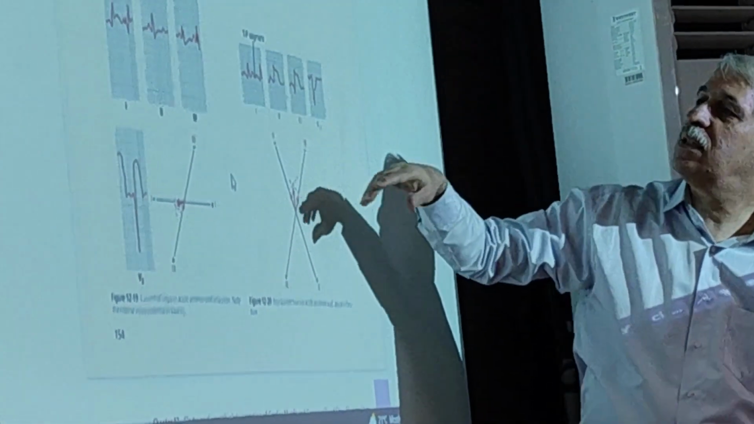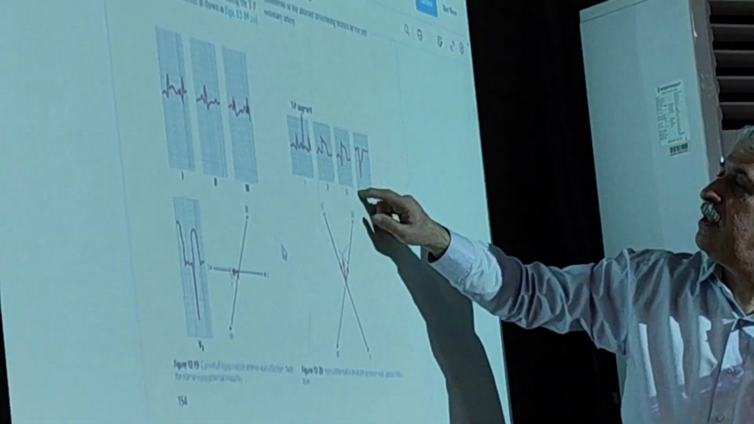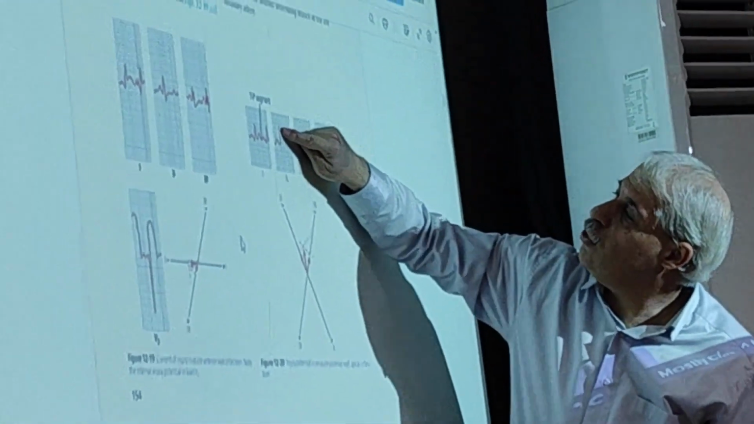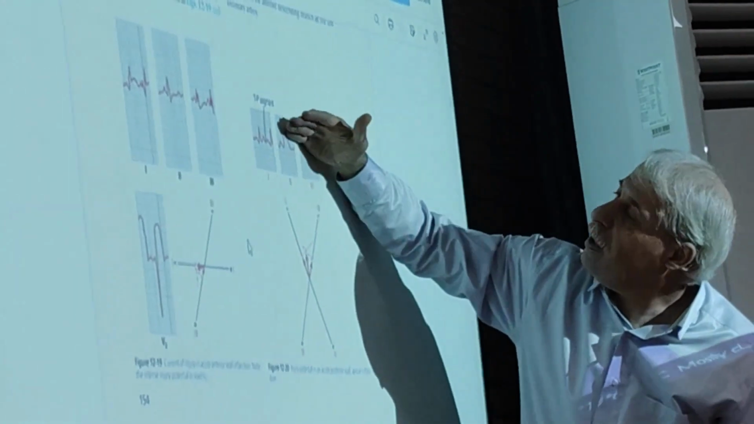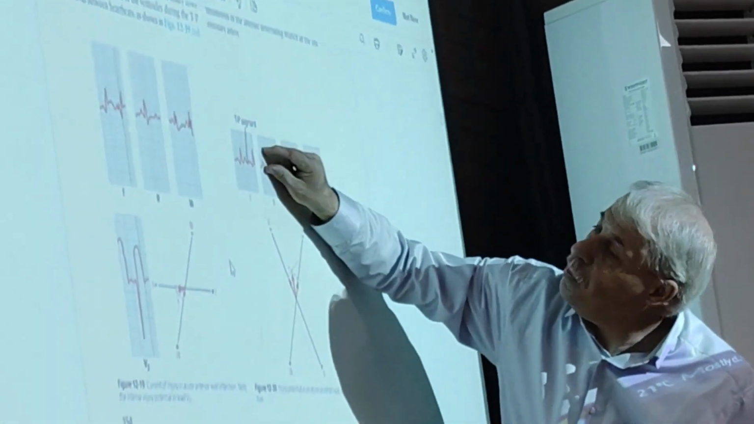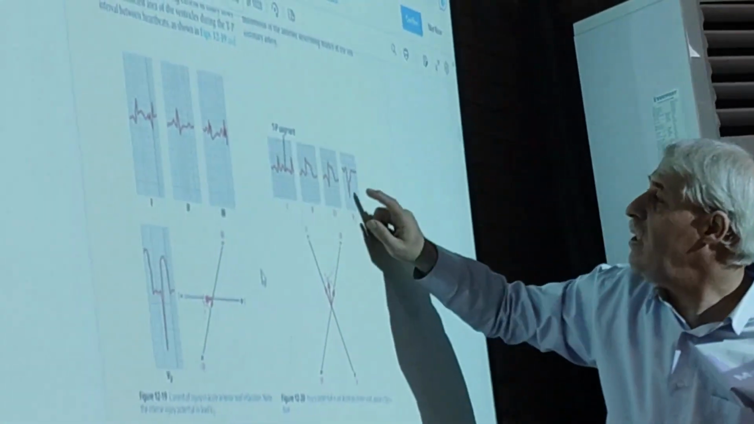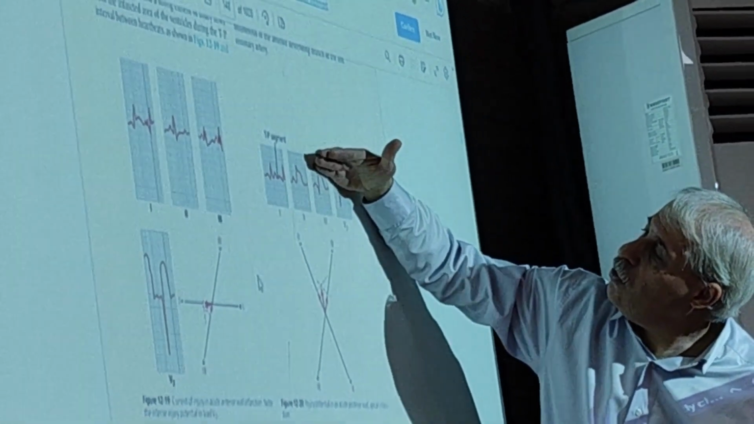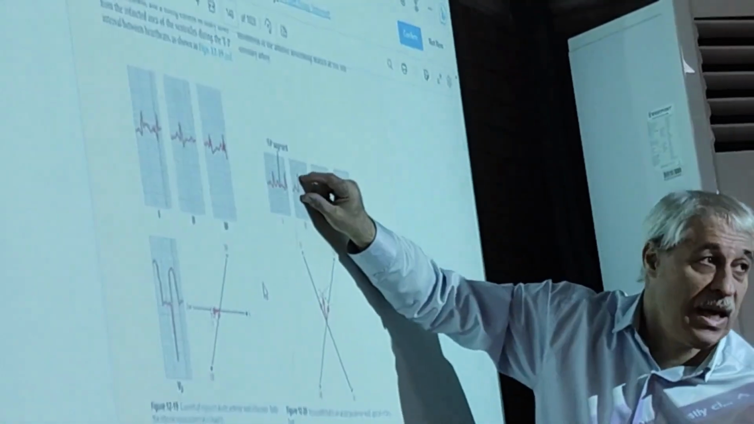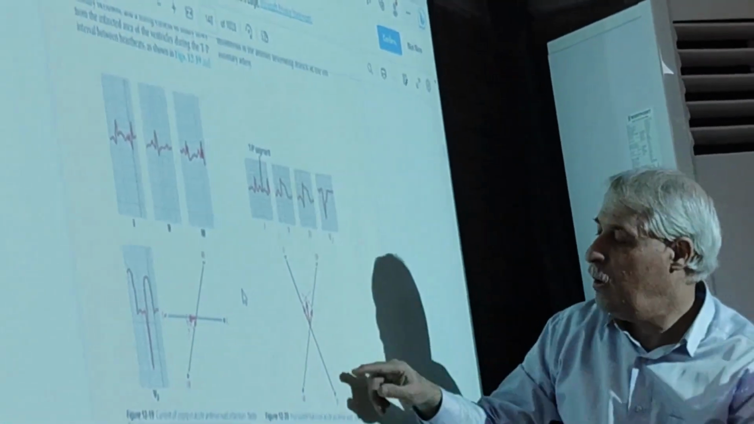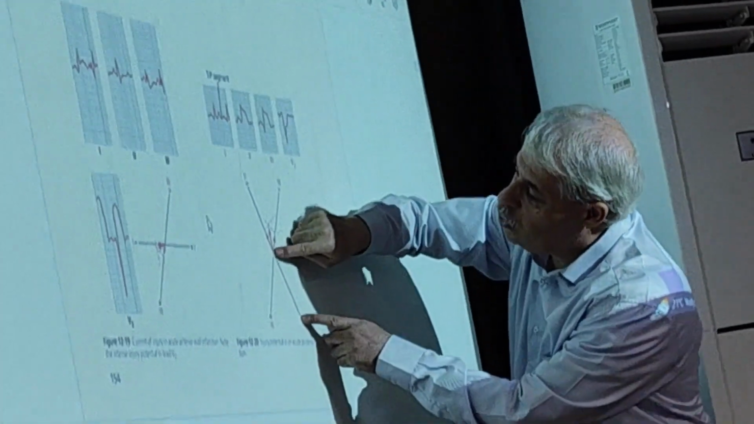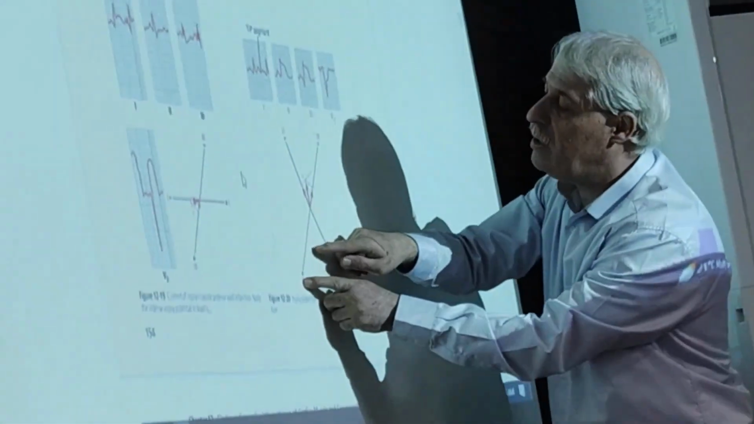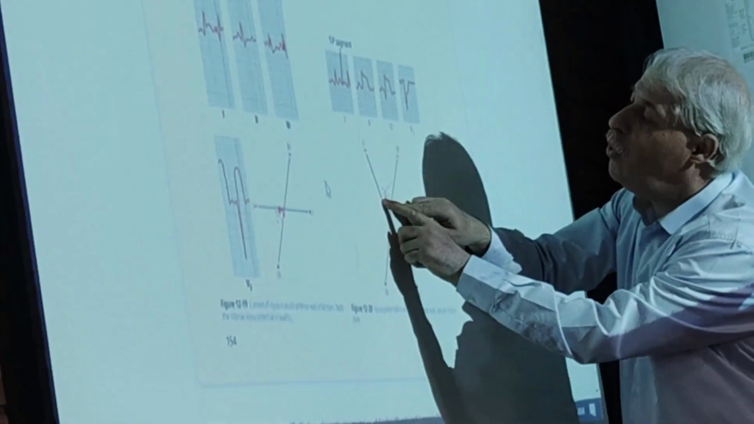Take limb lead 2 and 3. Take a look at limb lead 2 and 3. See, limb lead 2. This is S. Make a straight line. That would be negative. Limb lead 3, see. In both limb lead 3 and limb lead 2, we will have negative charges. So, this is limb lead 2, positive and negative. This is limb lead 3, positive and negative. Both are negative.